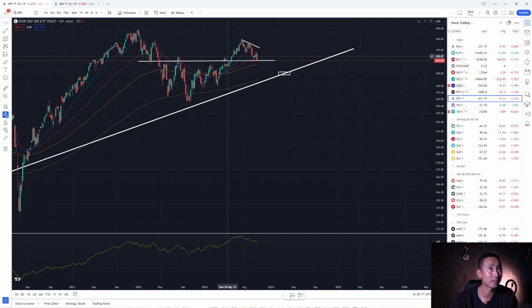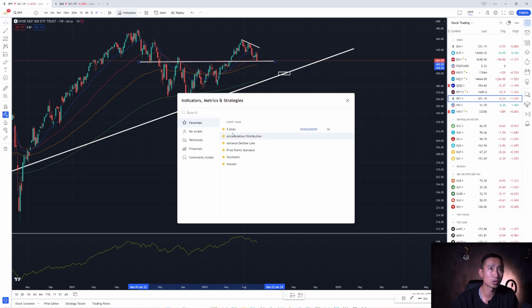We're looking at the SPY, which is the ETF of the S&P 500. Two indicators I use a lot are the advance decline line, which tracks the underlying 500 stocks under the S&P 500, and the accumulation distribution line, which tracks the volume of the S&P 500. So let's get into detail.